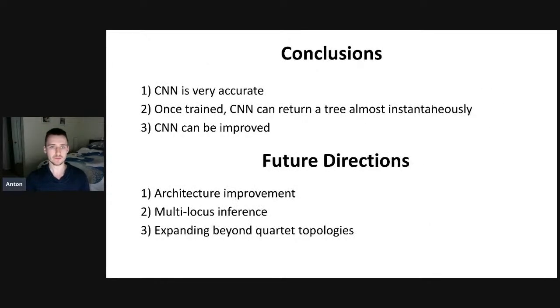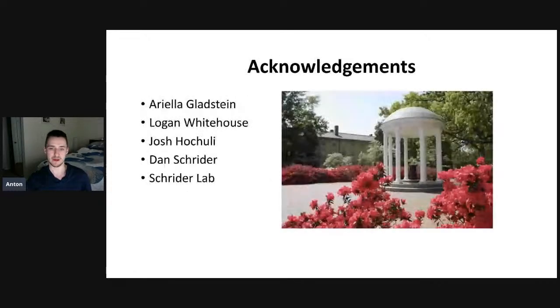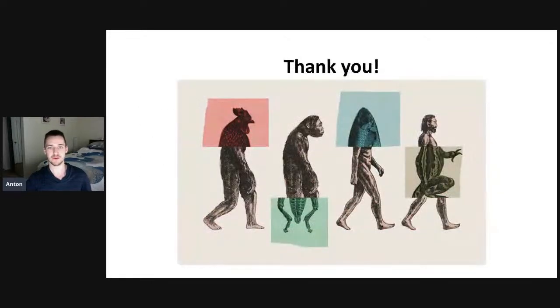And finally, conclusions. We have our CNN, which is very accurate, and once it's trained, we can instantaneously generate our topologies. We can improve our CNN; the sky is the only limit. In future directions, we can improve our architectures, we can do multi-locus inference, or we can expand and infer trees with larger taxon sampling. Thank you to all the members of the Schrider lab, and thank you for listening.